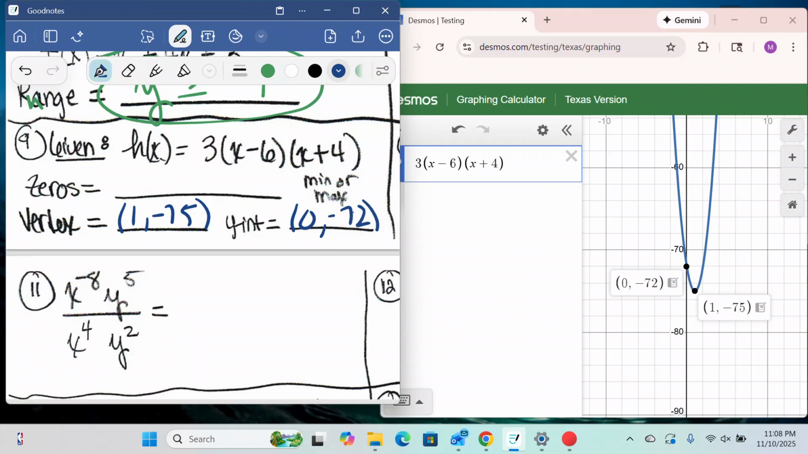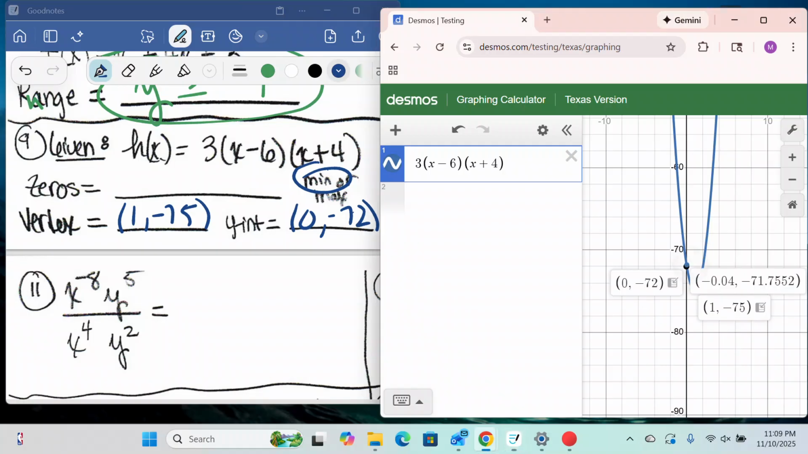My zeros are way up there where it crosses my x-axis, but once again, I want to know the axis of symmetry. It doesn't give me the answer to axis of symmetry, but I know what my axis of symmetry is. My axis of symmetry is the x value of the vertex. So my axis of symmetry in this parabola would be x equals 1. Is this a minimum or a maximum? It is a minimum because it is on the bottom.